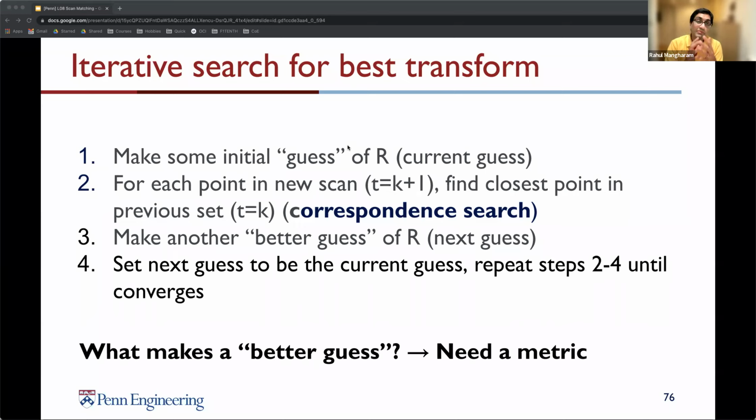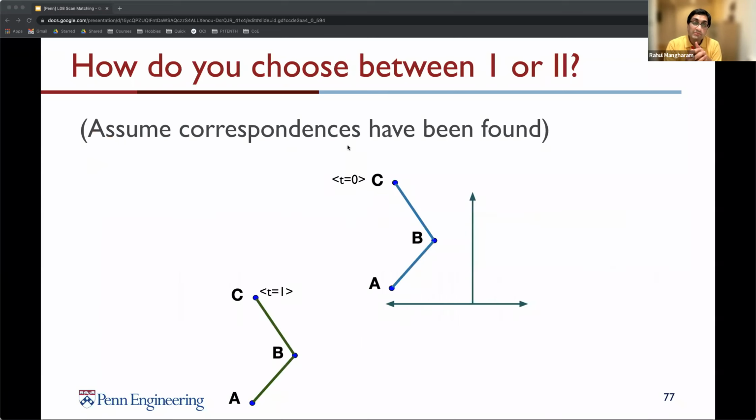To quantify what makes a better guess, we need some sort of metric, which we call the match function, in order to determine what is a better guess. In order to explain what I mean by a better transform, we can take this example where we are trying to transform a set of points at t equals 1 to the local reference frame at time t equal to 0.